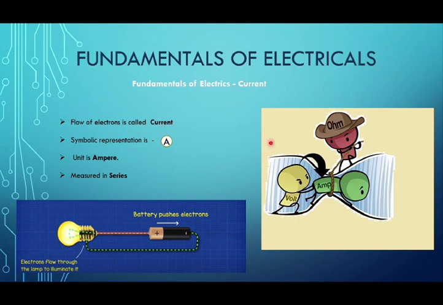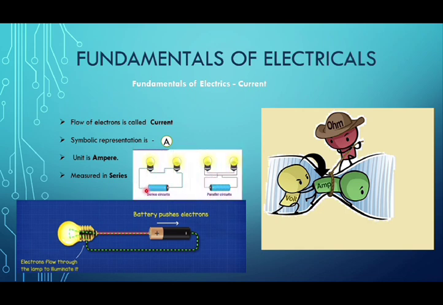Okay, so you can see here also the ampere is there. The symbolic representation of current is A and the unit is ampere. You can see the voltage is pushing the amperage, and this is ohm. Ohm represents resistance. So coming to basics, current is the flow of electrons, the symbolic representation is A, the unit is ampere. It should be measured in series. So then what is meant by series?